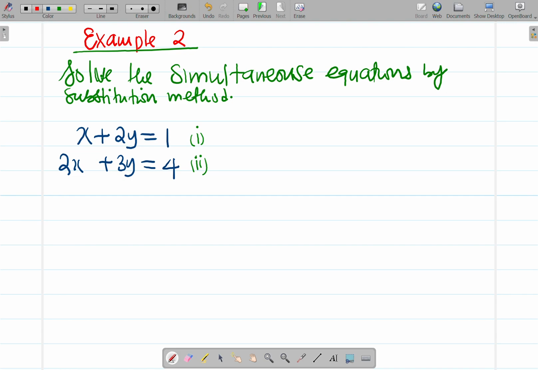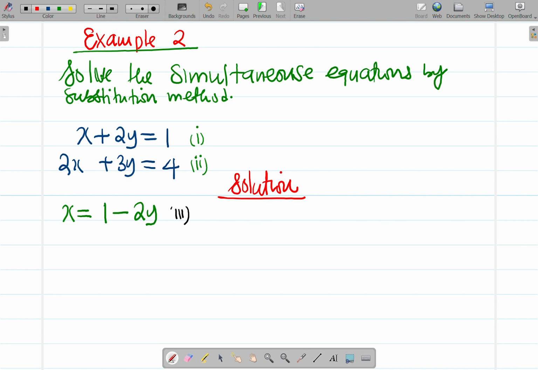So I'll say solution. I'll use equation 1. Remember, we can use substitution when there is one equation with a single x. So when I check here in my equation 1, there's a single x. So I'll use equation 1 to make x the subject. Then I'm going to say x is equal to 1 minus 2y. So this becomes your equation 3.